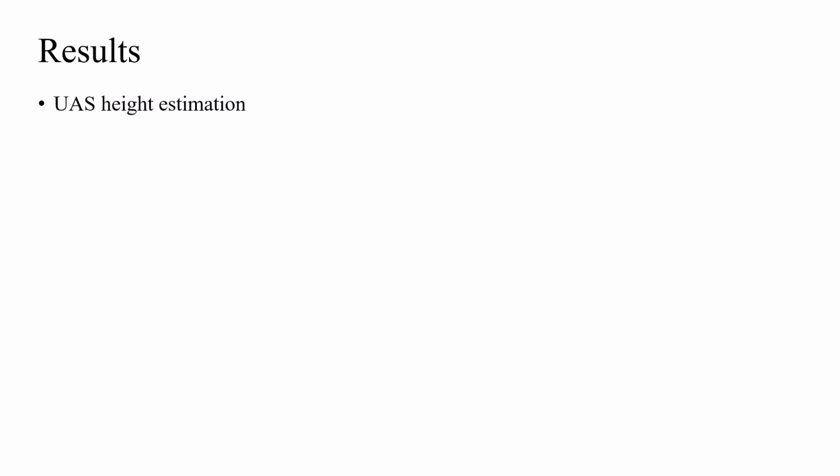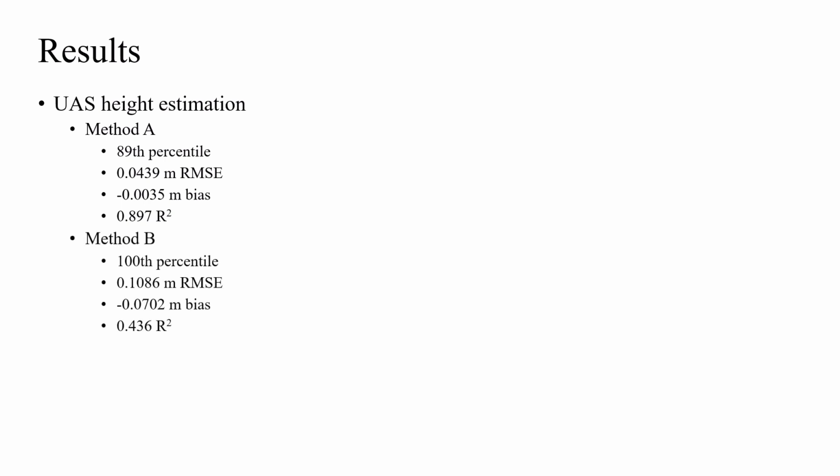For UAS, it was observed that the 89th pixel height percentile provided the lowest RMSE for agronomic method A, with a 0.0439 meter RMSE, a negative 0.0035 meter bias, and a 0.897 R-squared. And the 100th pixel height percentile provided the lowest RMSE for agronomic method B, with a 0.1086 meter RMSE, a negative 0.0702 meter bias, and a 0.436 R-squared.